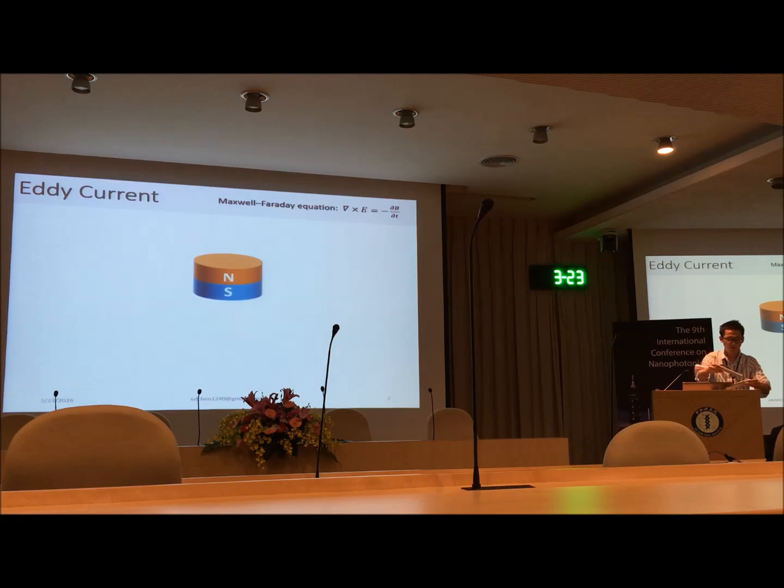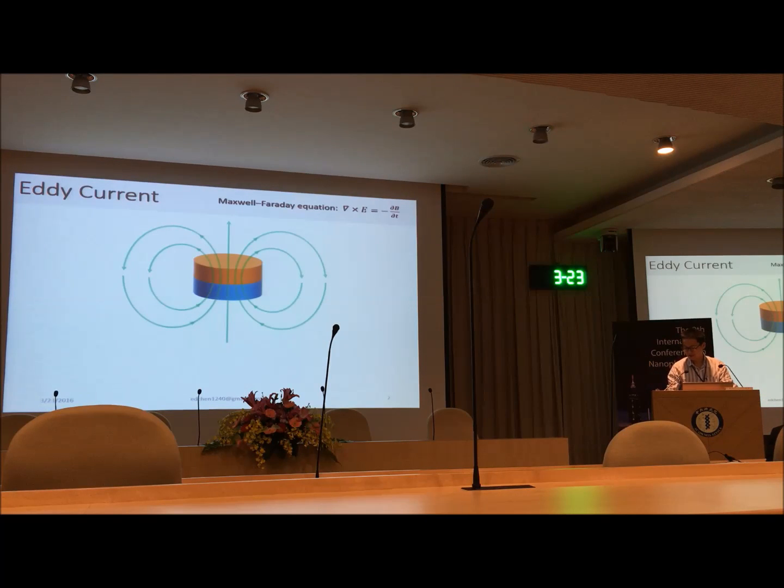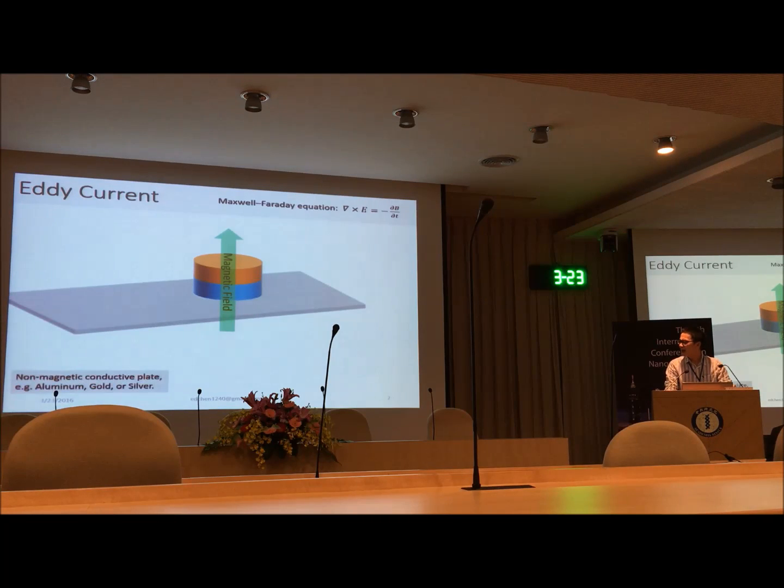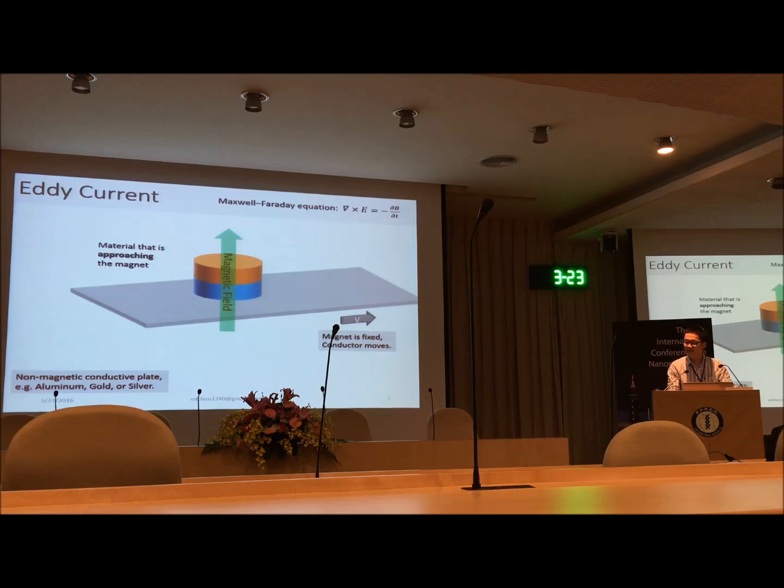A magnet has a north pole and a south pole, which generates a magnetic field like this. For cleanness, I will represent it this way. There is a non-magnetic conductive plate such as aluminum, gold, or silver. If it moves in this direction, the material that is approaching the magnet will generate an eddy current that also generates an induced magnetic field that fights with the external magnetic field. So there will be a repulsion force.